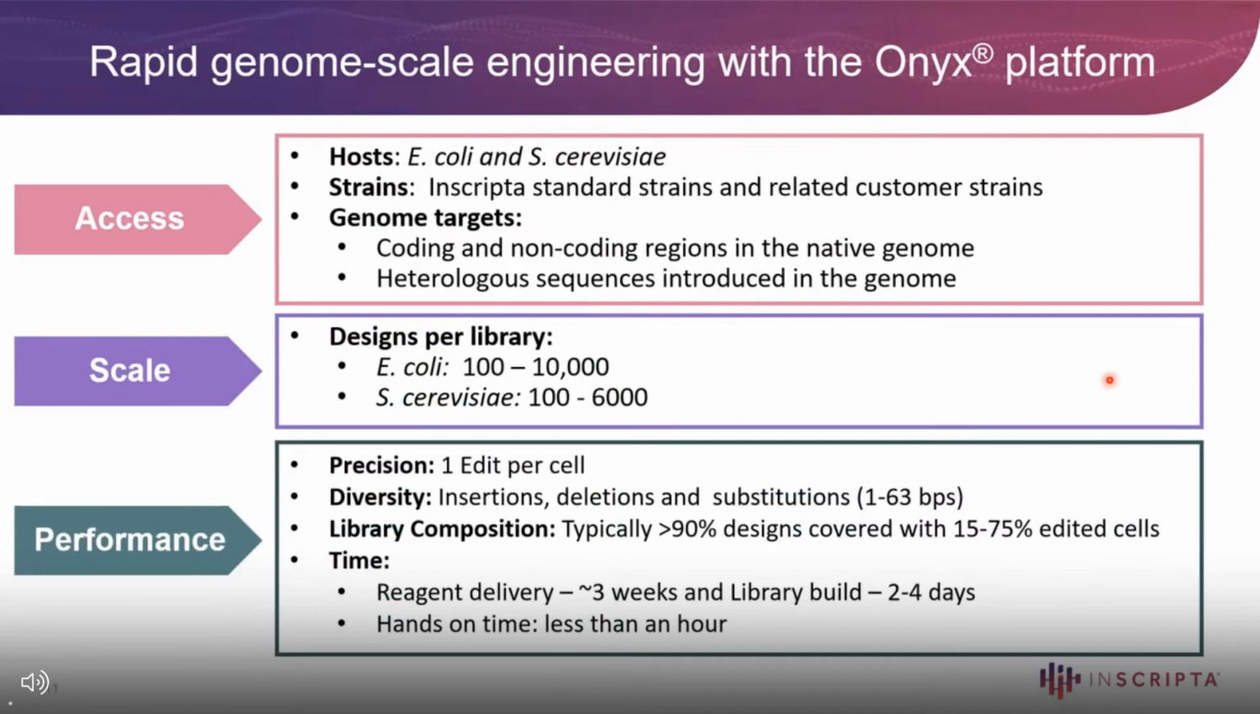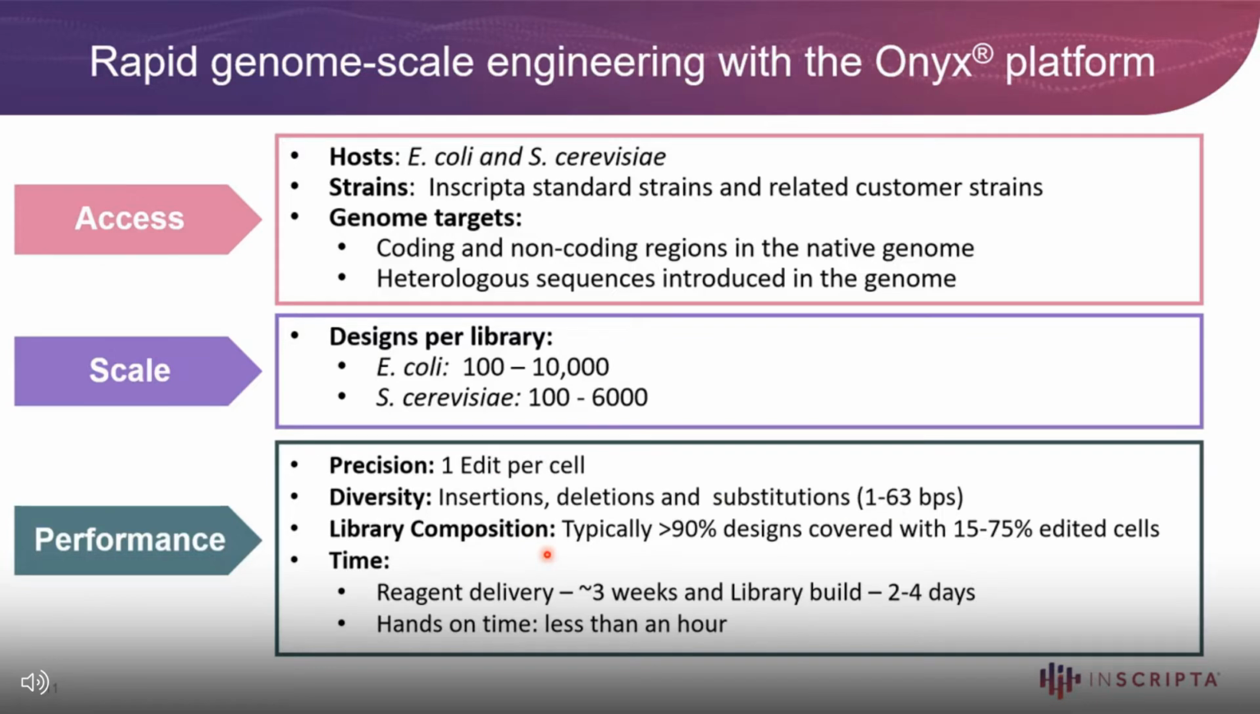So here's some more of the specs about the platform. As I mentioned, the hosts that are currently supported are E. coli and S. cerevisiae. This includes Inscripta standard strains and related customer strains. You can target the coding and the non-coding regions in the native genome, or if you've introduced heterologous sequences, you can also target those for editing. Designs per library: E. coli up to 10,000, S. cerevisiae up to 6,000. You can have one edit per cell, but you can do insertions, you can do deletions, and you can do substitutions, anywhere between 1 and 63 base pairs.